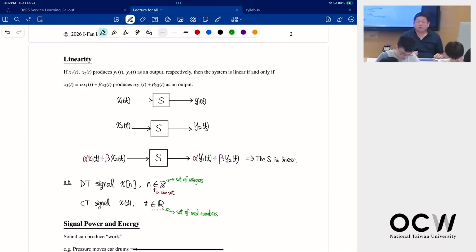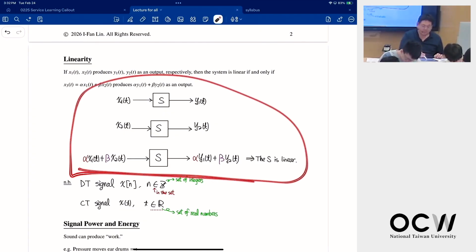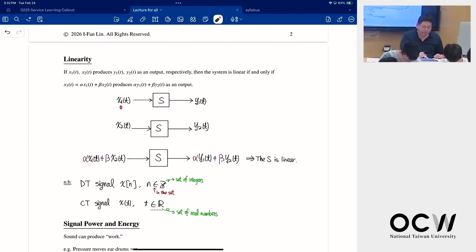How do you verify that the system is linear? In this way. Set two signals with their corresponding outputs, then have a third signal that's a linear combination of the previous two, and check if the output is also a linear combination of your outputs from the previous signals.